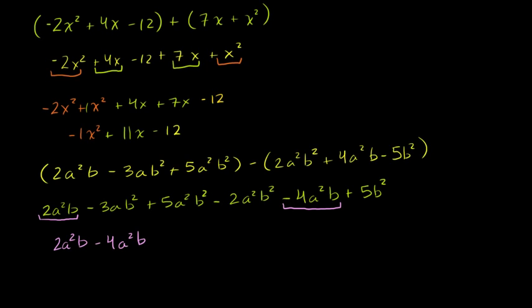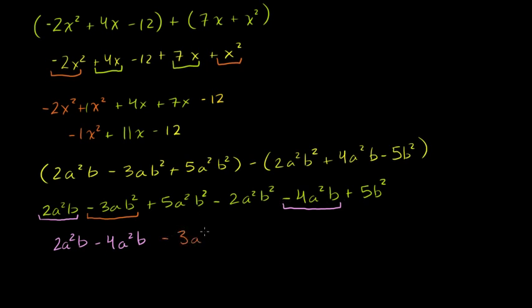Let me go to orange. So here I have an ab squared term. Now, do I have any other ab squared terms here? Any other ab squared? No, no other ab squared, so I'll just write it.